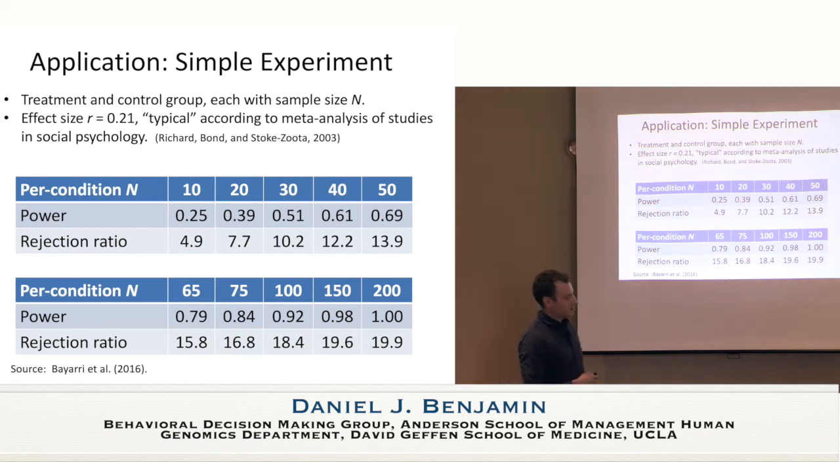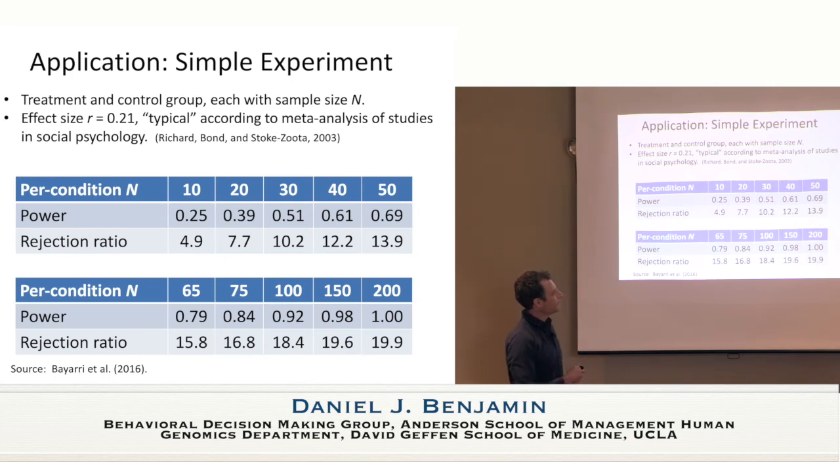It used to be taught in psychology as a rule of thumb that you needed 20 to 30 people per condition. If that was what you did, then for a typical effect size, you would have power between 40 and 50%. And finding a significant result would give you a rejection ratio of 7 to 10 times evidence for an effect relative to null.